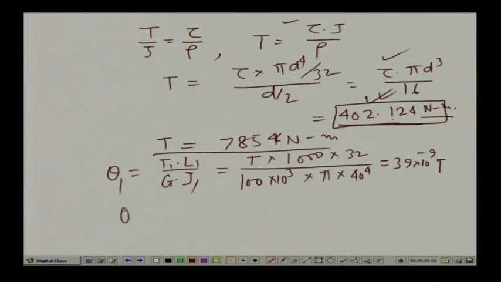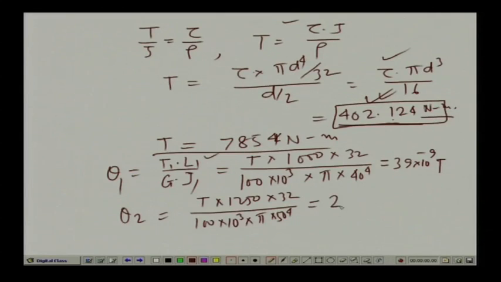And likewise, theta 2 if we compute as T, T also is the same twisting moment, only the variable is L 2 by G J 2, and that if we compute, which will be 3 into 1250 is the length times 32 by 100 into 10 to the power 3 times pi into 50 to the power 4. So, this comes as 20 times 10 to the power minus 9 T.